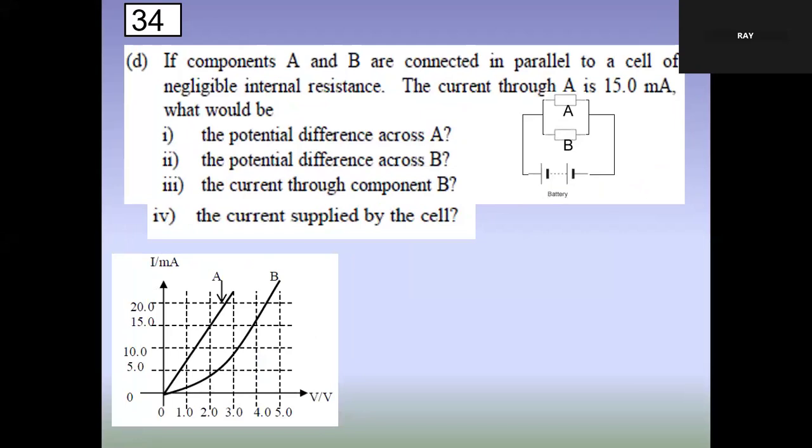Okay, A and B are connected in parallel, as shown in the diagram. A cell of negligible internal resistance. The current through A is 50 milliampere. What will be the potential difference across A?